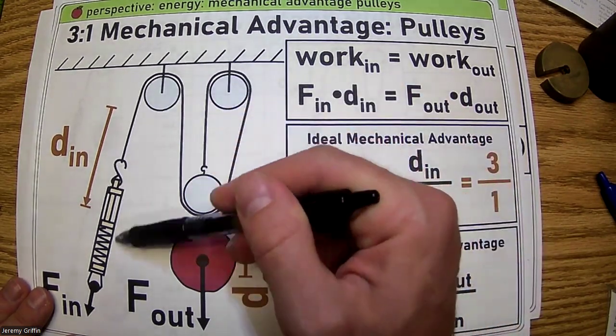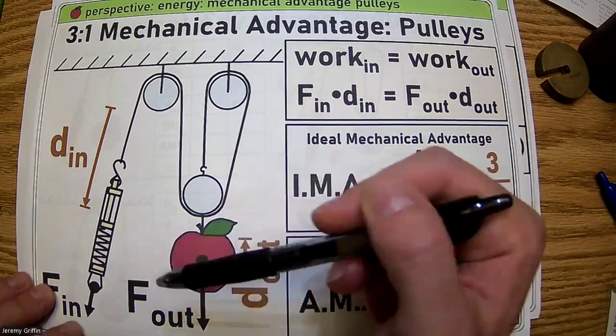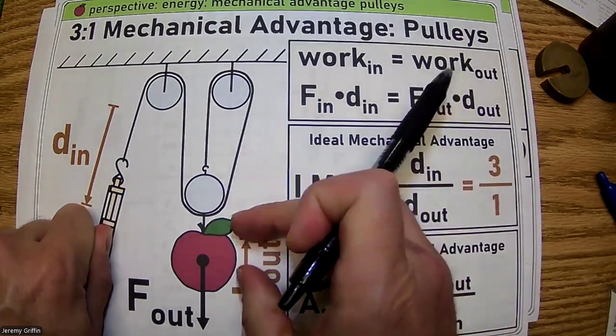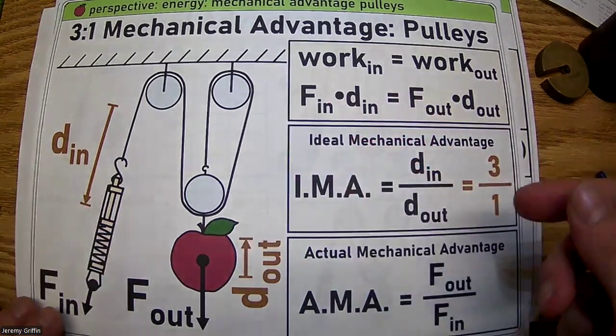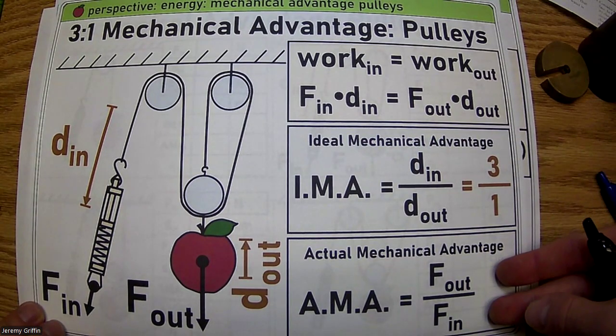And so how much force would you have to pull with on the side of the spring scale? 100 newtons, right? Because if you could only pull with 100 newtons, you could still lift something that's 300 newtons of weight using this system. You could do that. You see that? This actual mechanical advantage is what I was getting at, the ratio of the forces.